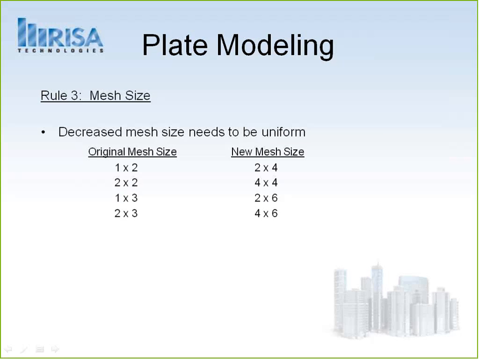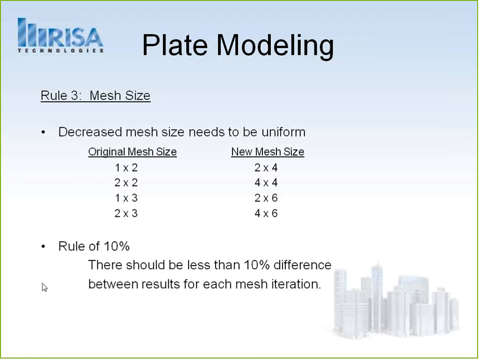When we start making this mesh size decrease and comparing results, what we're really looking for is the rule of thumb of 10%. We don't want to change from the original mesh size to the new mesh size by more than 10%. If we break the mesh down to a 2 by 4, and then go even smaller, to a 4 by 8, and we see no change from the new mesh size to the 4 by 8, then we're getting really good results at that point, and we don't have to keep sub-meshing.